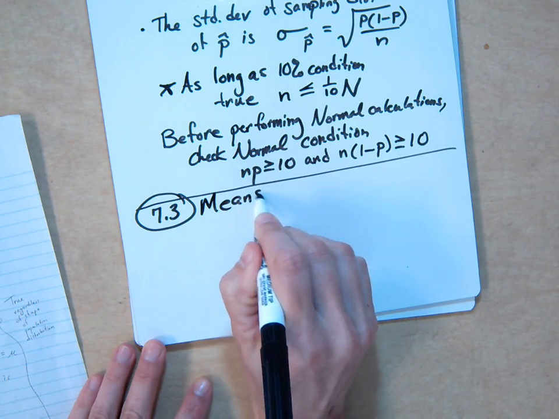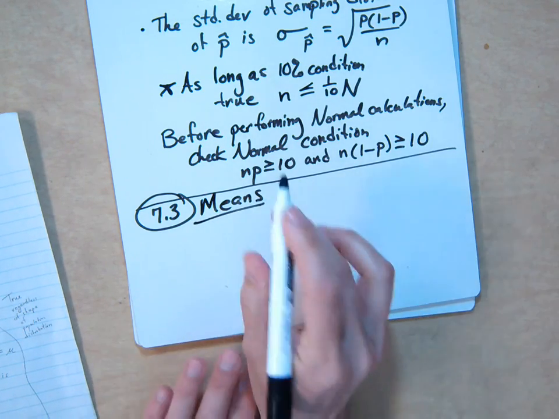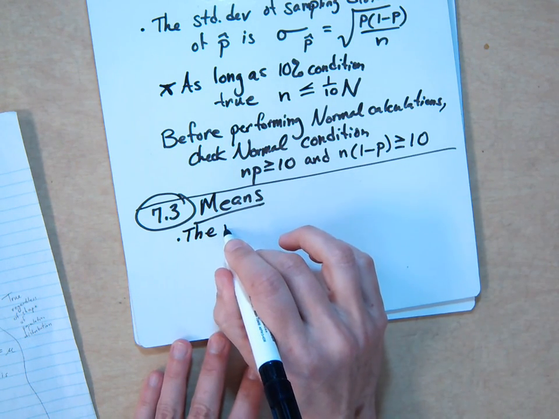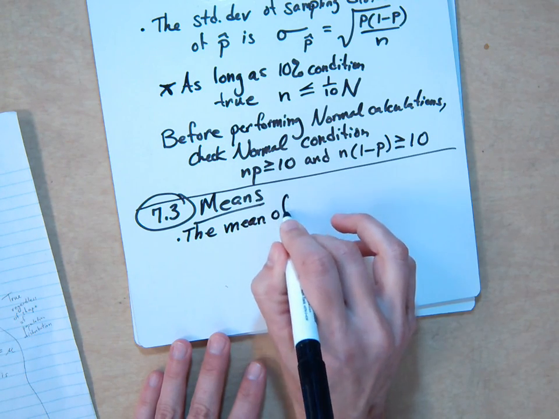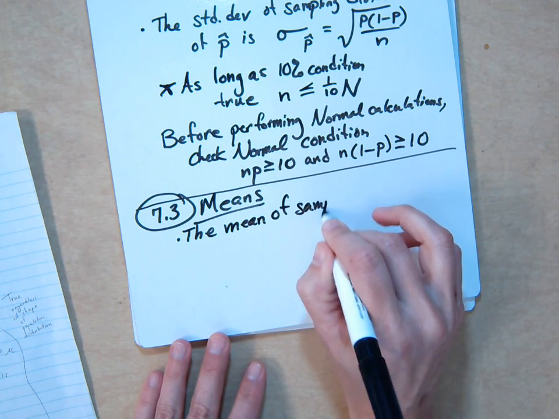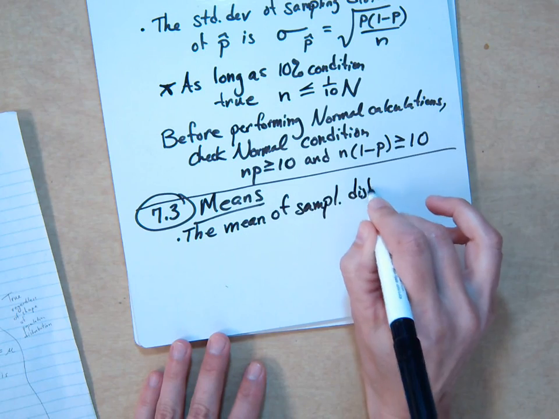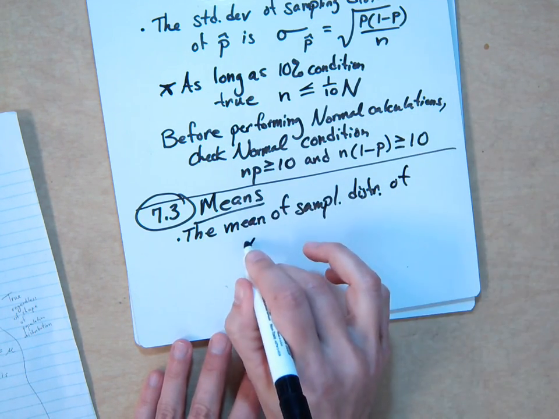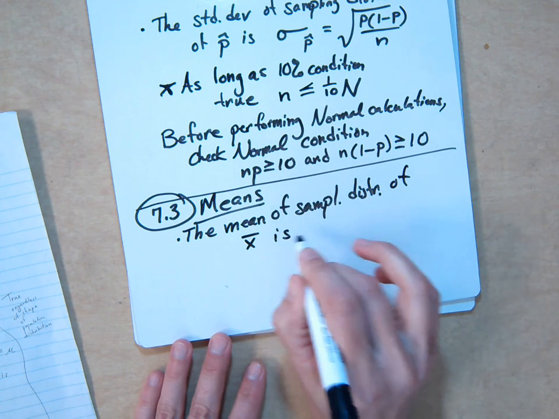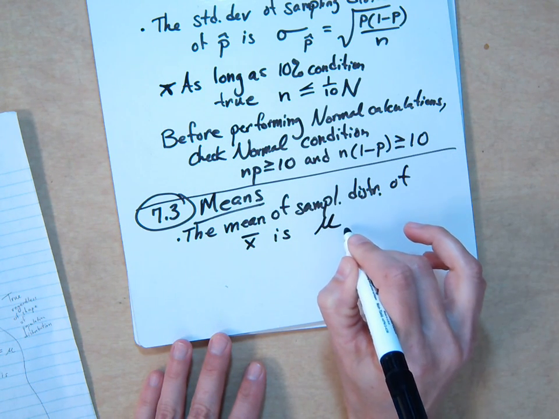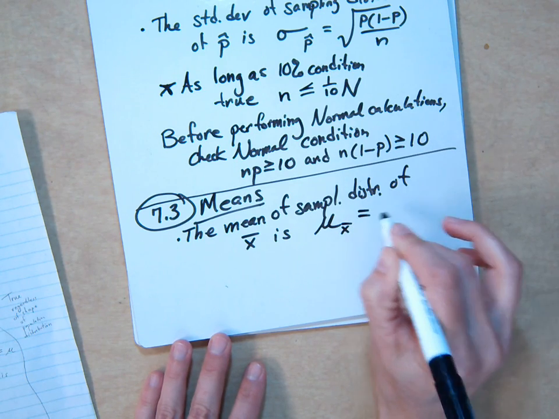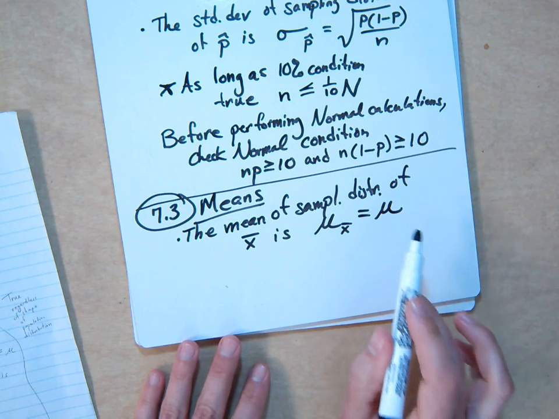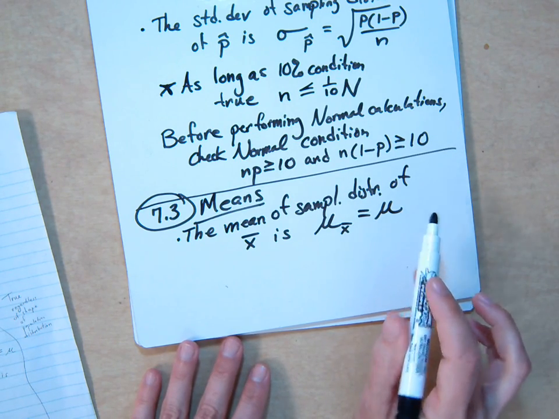For means, it is very similar to proportions for the mean of the sampling distribution. The mean of the sampling distribution of x bar, the way you write it is mean of x bar equals the true population mean mu. So the average of the x bars will equal the true population mean mu.